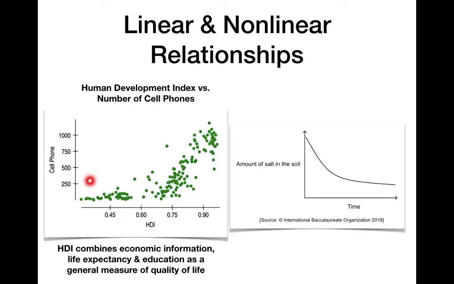So here we have a nonlinear kind of relationship, showing the HDI, the Human Development Index, and the number of cell phones. And of course, in case you don't already know, HDI is a combination of economic information, life expectancy, education, a general measure of quality of life. And then over here, we have a graph we've seen before with the amount of salt in the soil decreasing, but then no longer decreasing anymore from the bacteria in the soil, because it can only decrease it so much, and it kind of plateaus.